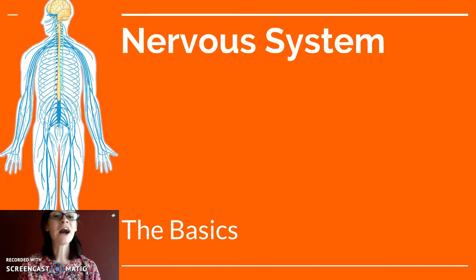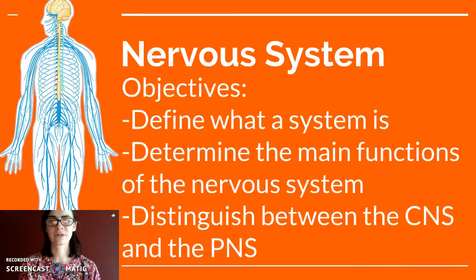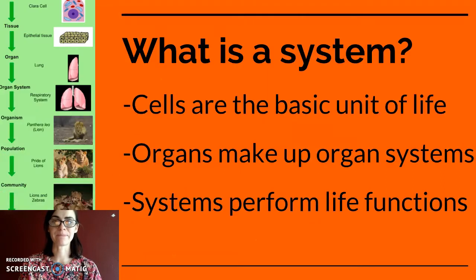This video will not give you all the information you need to pass your test, but it will give you some background information, identify some key information, and get you heading in the right direction. So our three objectives for today are to define what a system is, determine the main functions of the nervous system, and to distinguish between the central nervous system and the peripheral nervous system.